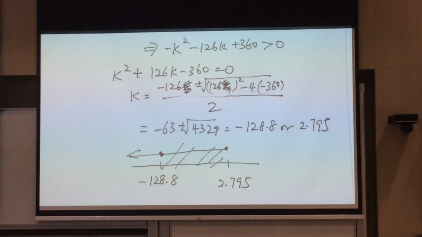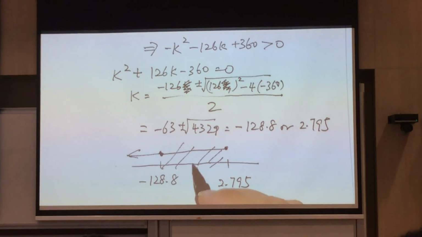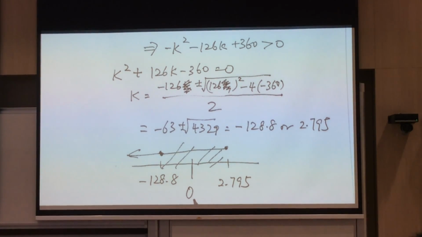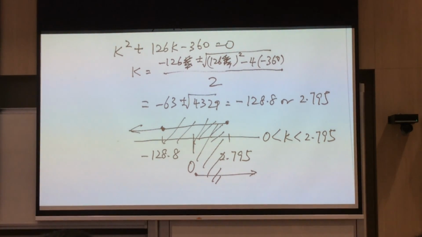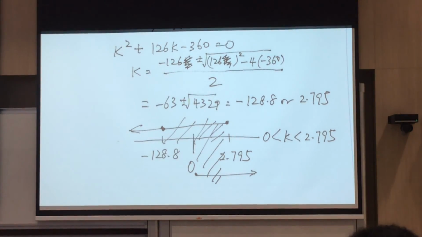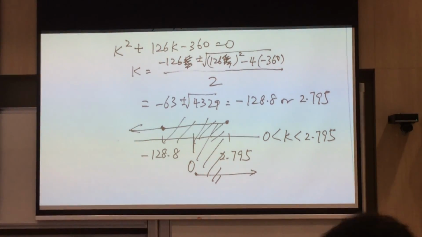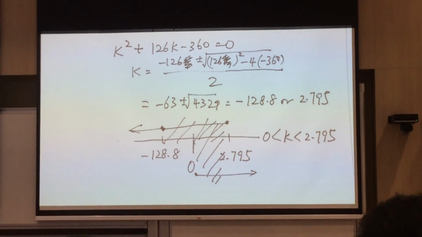Alright, so just to conclude, just now you already said that k must be bigger than 0, so at least here. So we can say that the range of k must be between 0 and 2.79. Got this? Without fail, in every year, students cannot get here. And I hope this year will be an exception.